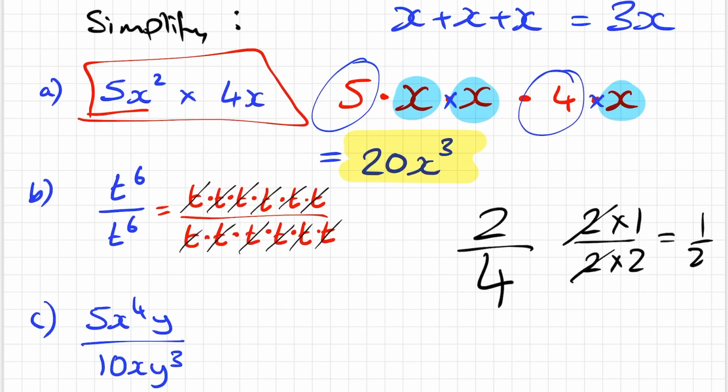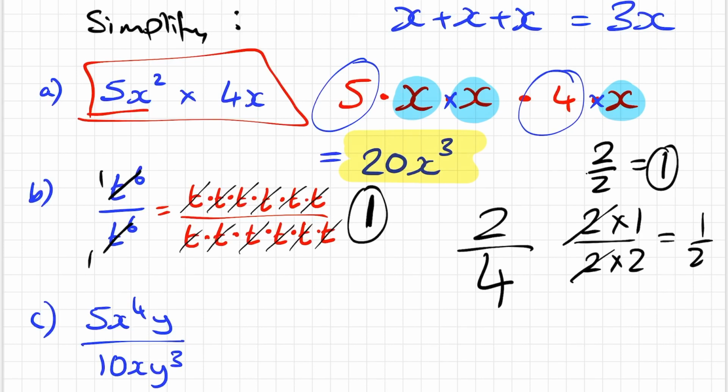Nothing is left. So does that mean that the answer is 0 then? T to the power of 6 divided by t to the power of 6, is it 0? No, it's not 0. It's 1. Why? Because anything divided by itself is 1. How many times can t to the power of 6 fit into t to the power of 6? Well, 1. How many times does 2 go into 2? 1. Let's look at part C then.